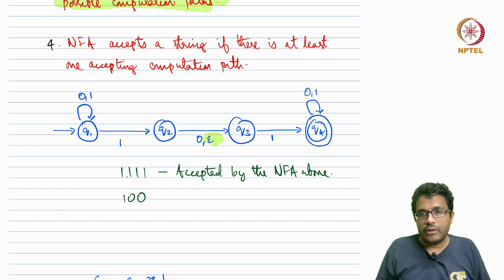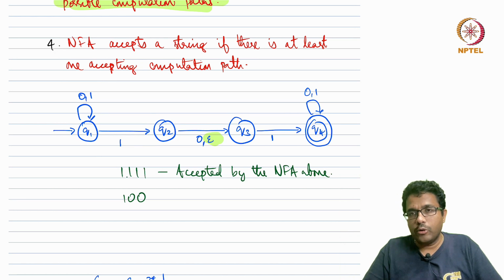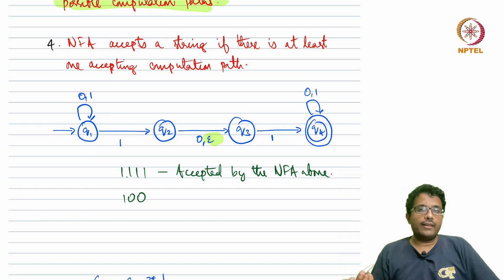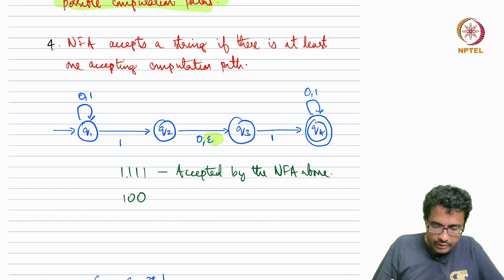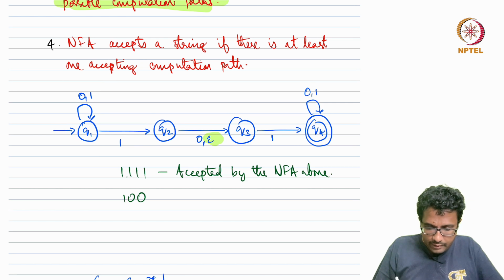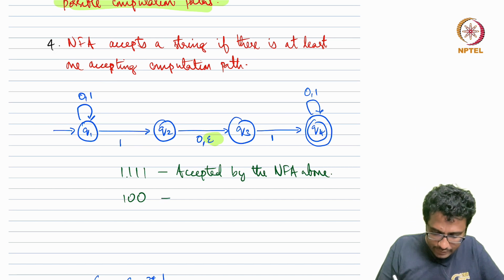There is also no epsilon transition. If there was an epsilon transition, you could take the epsilon transition and hope that the next state has a valid transition available, but even that is not there, right? So 100 does not get accepted in this manner, and if you look at it, it does not get accepted in any other manner as well, right? So you can check this.